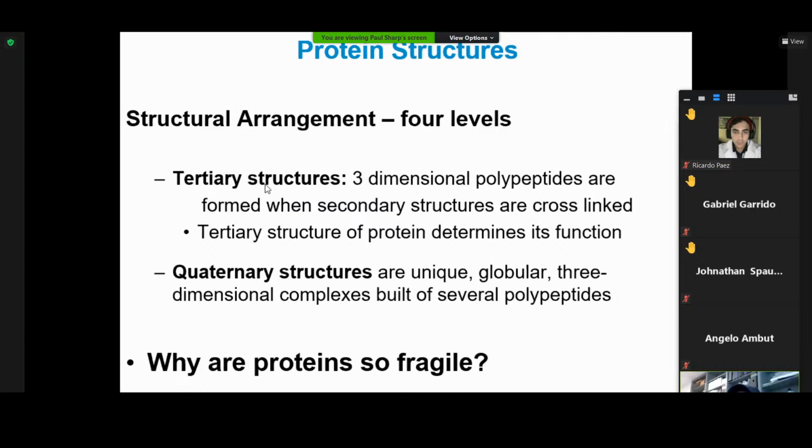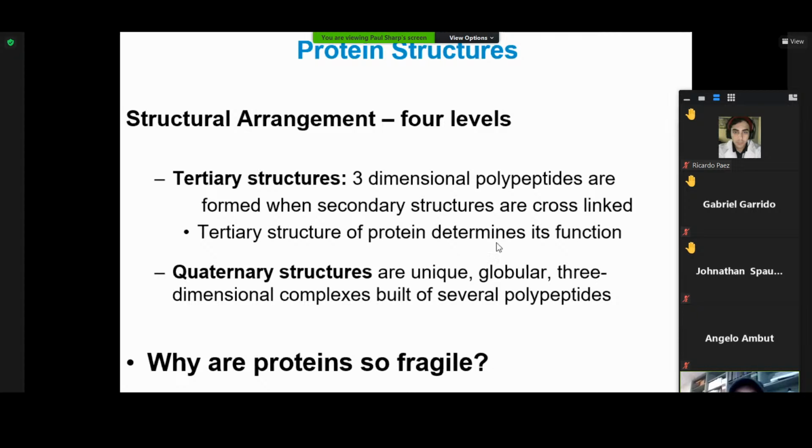Tertiary structure is a three-dimensional structure associated with polypeptides that is formed when secondary structures are cross-linked. And you might wonder, how are they cross-linked? How do you cross-link these secondary structures to get this tertiary three-dimensional structure? You do this by, for example, disulfide bonds between cysteine residues, and these bonds are strong and not easily broken. And so that's our tertiary structure.